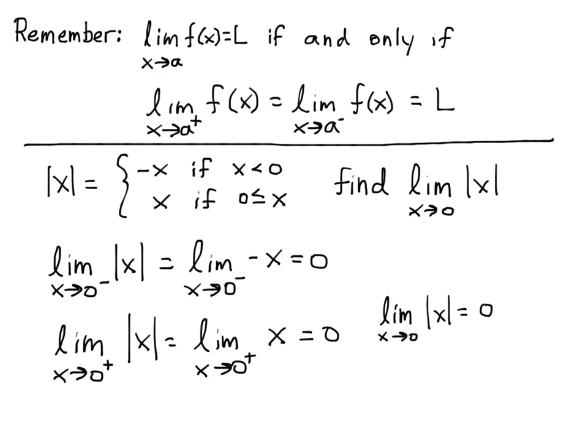And you can see this on a graph. The graph of the absolute value of x looks like that. I come from this direction, I'm heading to 0. Come from this direction, as I get closer to 0, y is going to be 0.